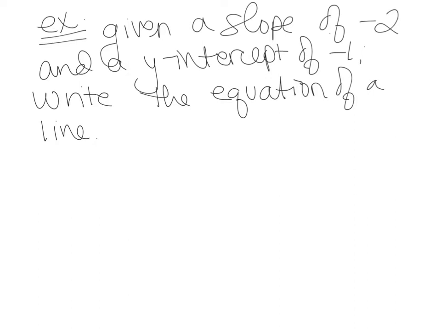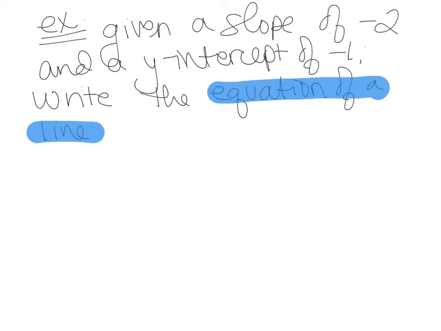So out of all of these words, what word stands out the most to me? Equation of a line. Whenever you hear the word equation of a line, what do you immediately write on your paper? Y equals mx plus b. In order to write an equation of a line, what 2 pieces of information do you need to know? I need to know what m equals, and I need to know what b equals. So let's read this problem. It says the slope is -2 and the y-intercept is -1.